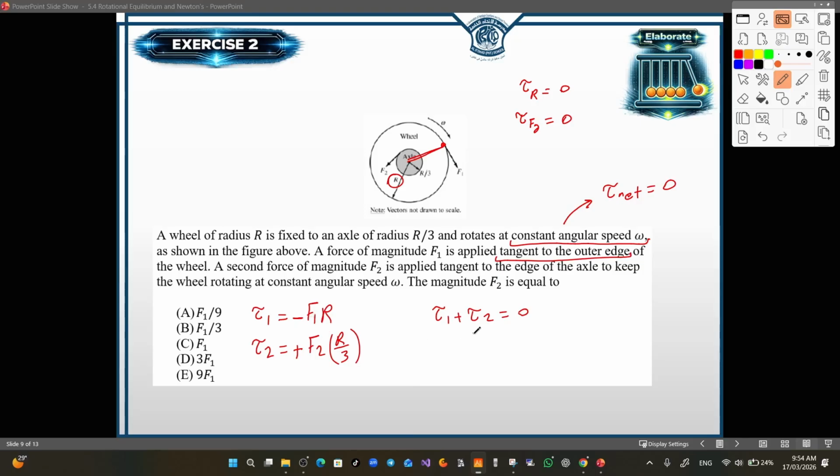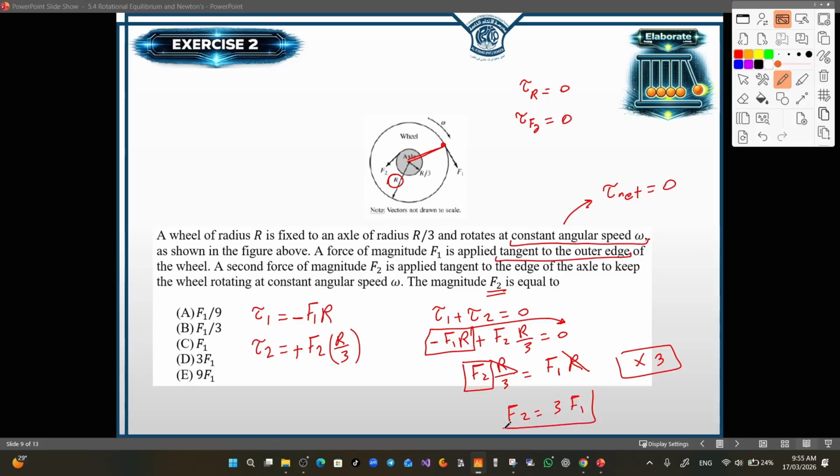Now, substituting these in our equation, tau 1 is minus F1 r plus tau 2 is F2 r over 3. Now we move F1 to the other hand side. So F2 r over 3 equals F1 times r. The r cancels out. We multiply both sides by 3 because we are interested in finding the magnitude of F2. So F2 is equal to 3 F1, and the correct answer is D.